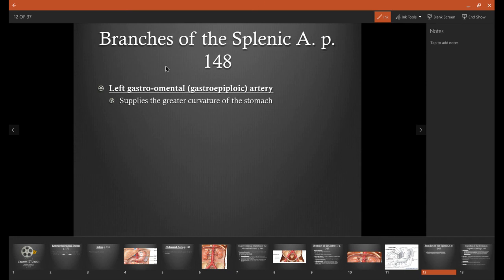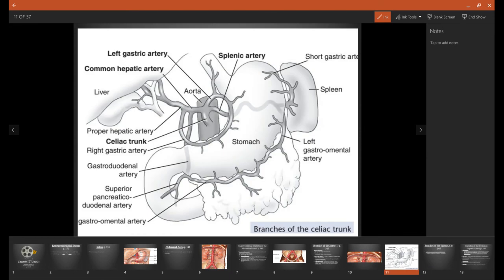Now off the splenic artery, we have the left gastroomental artery or left gastroepiploic artery. Anytime you see this terminology, gastroomental, when it comes to the blood vessels, or gastroepiploic, you should be thinking it's going to the greater curvature of the stomach. And so continuing on here, following the splenic artery, we see this branch coming off here, which is the left gastroomental or left gastroepiploic artery.